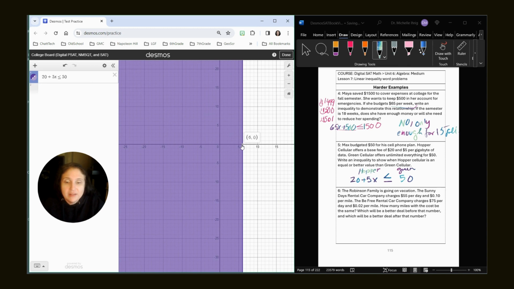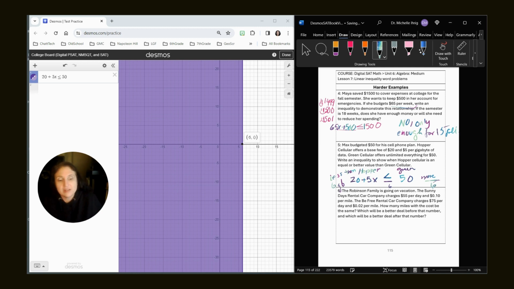Okay, so basically at 6 gigabytes of data is when Hopper is a better deal. So anything less than 6 gigabytes. And then at exactly 6 gigabytes, it's the same. And then anything more than 6, green would be the better deal, just in terms of the interpretation.